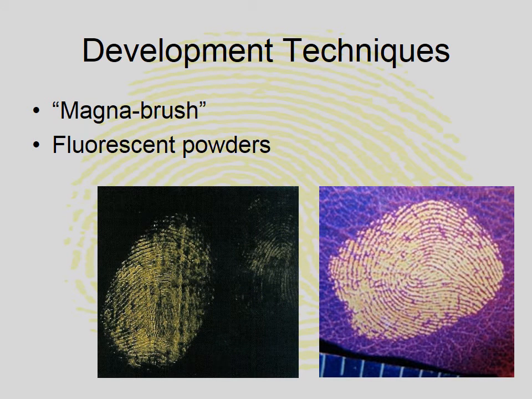Here's an example of Magnum brush or fluorescent powders. So on a dark surface or a dark area, or they may have tried to clean up a surface, you can make it glow. You can see how a photograph would be nice in this case too, to make a comparison. Lots of detail.